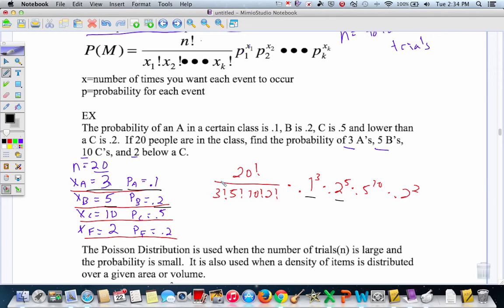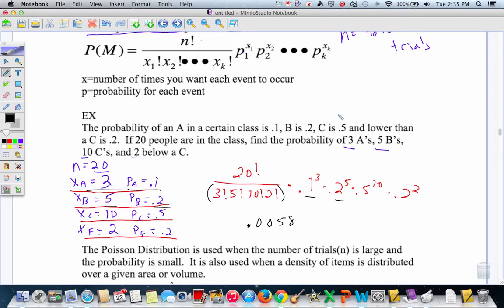From there, one other note: as you type this into the calculator, you need to put this denominator in parentheses. If you don't, and you just type it in as we have it written without parentheses, your calculator would do 20 factorial divided by 3 factorial, but then multiply that quotient by the rest of this, which would be the incorrect order of operations. So bottom line, put that in parentheses. If you put that in parentheses and type it out, you get 0.0058.